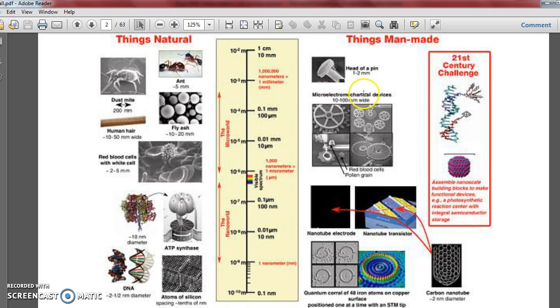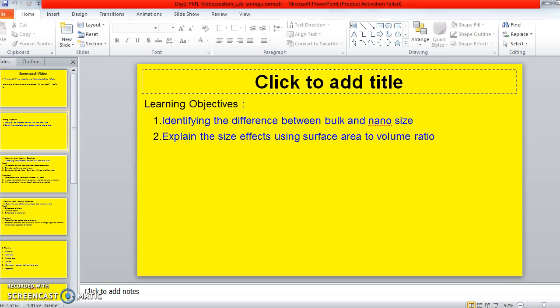If you see man-made things, the head of a pin is in the centimeter range, and MEMS, micro electromechanical devices, and NEMS also come under the nano range. And if you see carbon nanotubes, using carbon nanotubes, nanotube electrodes and nanotube transistors can be studied. So these are the main observable things on a scale, from bulk scale to nanoscale. So again, next we'll move to 15.